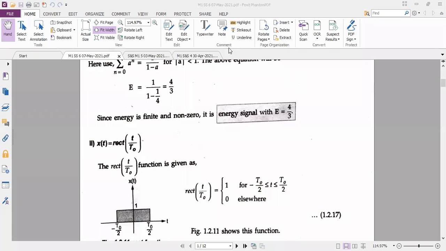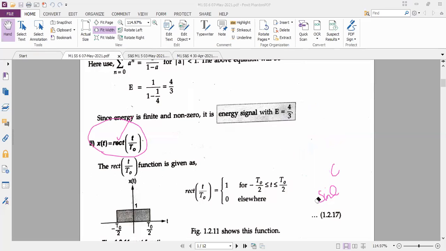Okay, I hope you have copied the question. RECT is a function to represent a rectangular signal. When we discuss the types of signals, we have seen signum, rect, sinc, sine, rectangular, triangular, all those. So the given expression is having RECT, which is a hint that it is a rectangular signal.